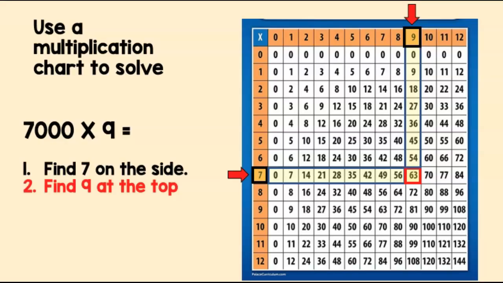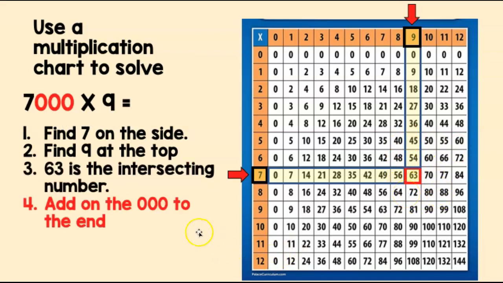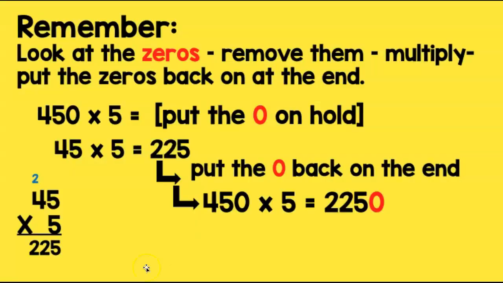This done with a multiplication chart, we would find the 7 and the 9 on our multiplication chart, and the intersecting number is 63. We then have to add those 3 zeros to the end, making 63 become 63,000. So remember, look at the zeros, remove them, multiply, put the zeros back on at the end.